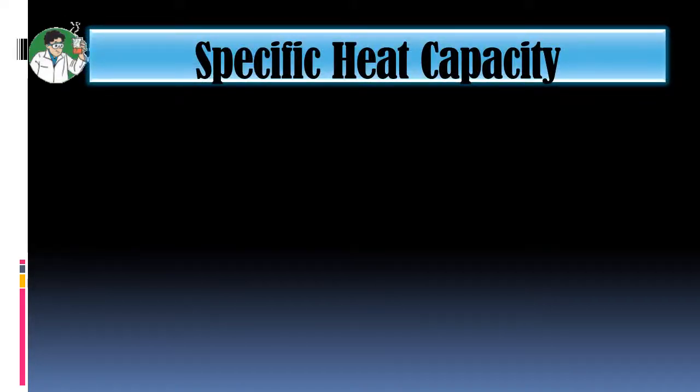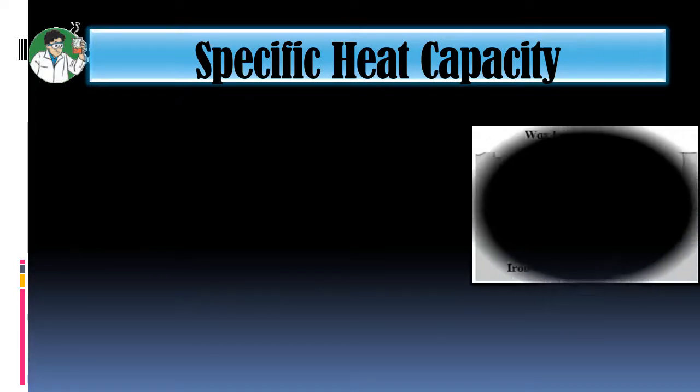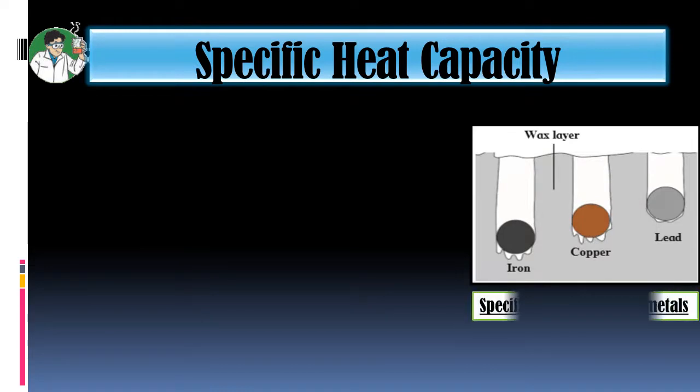Now let's understand one activity which is given in the textbook, page number 68. Here we have the specific heat capacity of metals. Different metals are there. We have used iron, copper and lead.